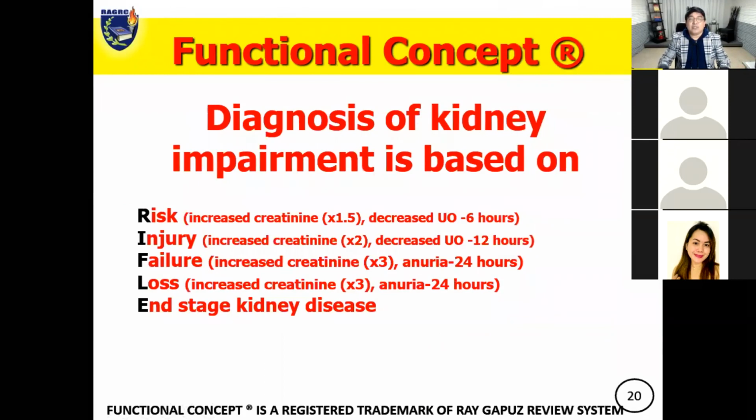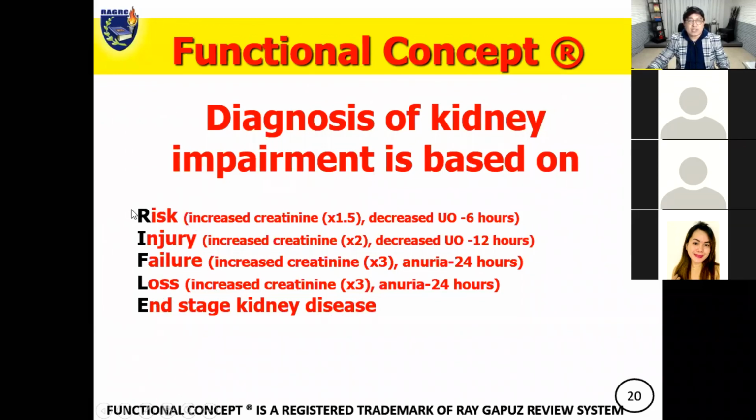Okay. So the diagnosis of kidney impairment is based on, take note of this, the RIFLE criteria. Risk, which means there's increased creatinine and decreased urine output for 6 hours. Injury, which means there's increased creatinine, usually double the normal level, and decreased urine output for 12 hours. Failure, which means there's increased creatinine times 3 and anuria for 24 hours. Then loss, then you have increased creatinine times 3 plus anuria for 24 hours. And finally, end-stage kidney disease. So take note, this is the progression of your acute kidney disease.